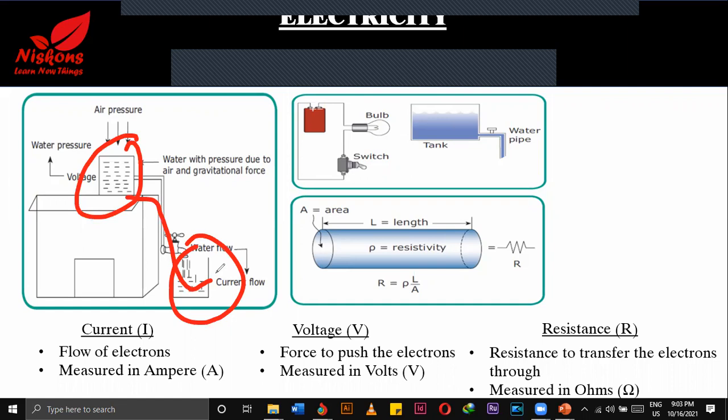As an example, you can think that current is the flow of electrons. How many electrons are running in a conductor is called the flow of current, the flow of electrons, or the current. That is current. How many electrons are passing inside a conductor is called current.